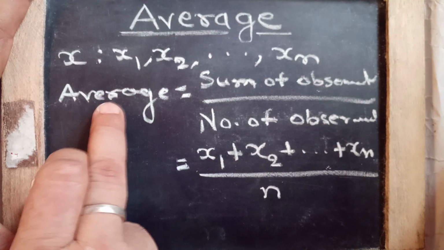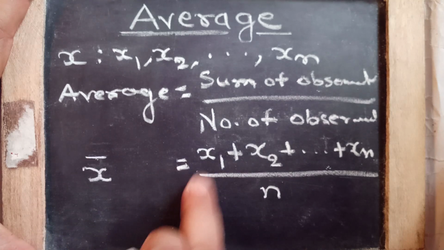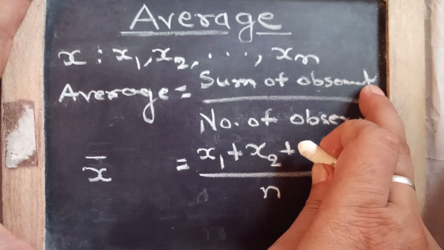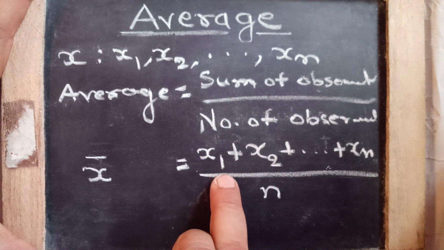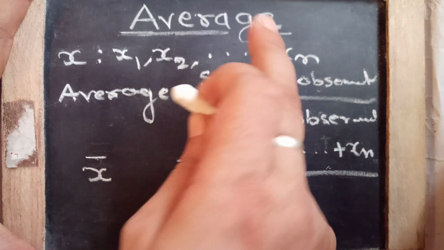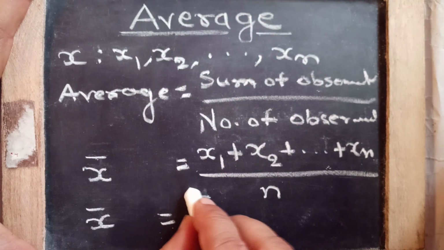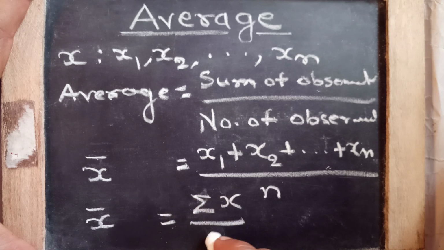Average is denoted by x bar and the sum of observations is denoted by sigma x. Thus, the formula of average is x bar equal to sigma x upon n.